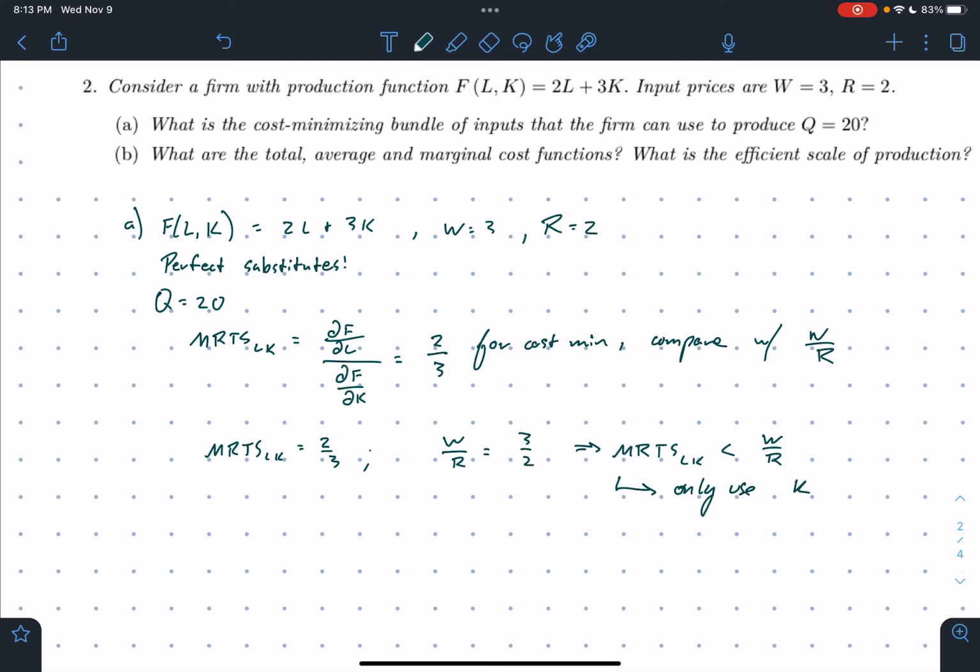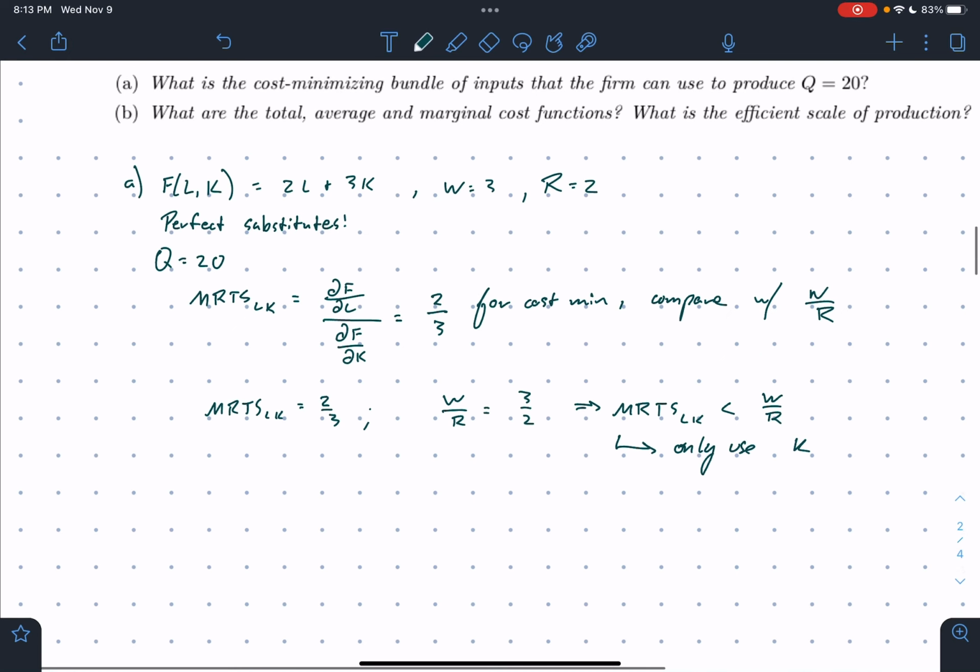Because if the MRTS between L and K were greater than W over R, we would only use L. But here we see that the MRTS between L and K, which is 2/3, is less than W over R. So this means we will only use K. All right, so we're only using K, and we want to produce Q = 20.